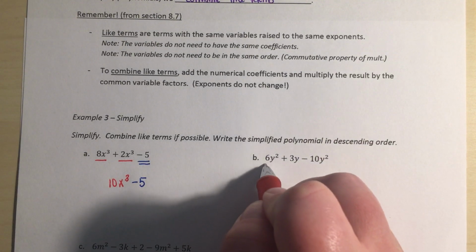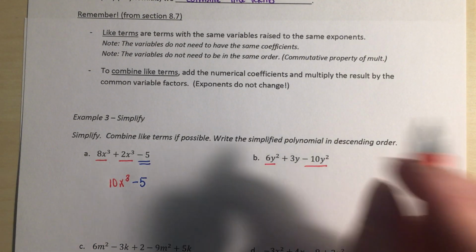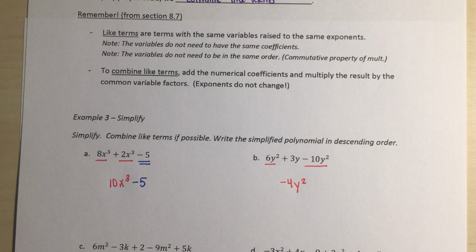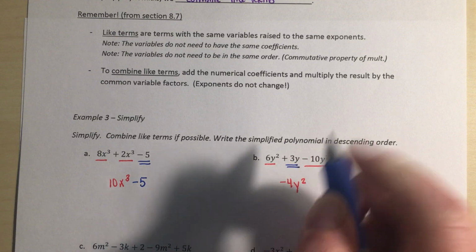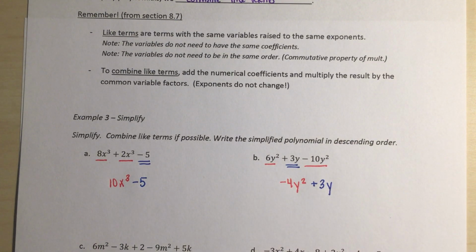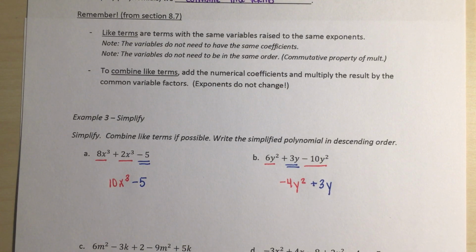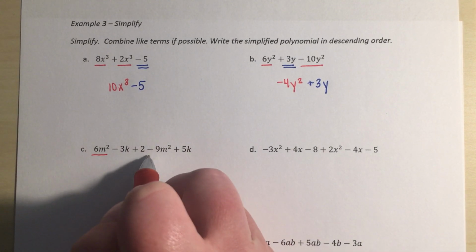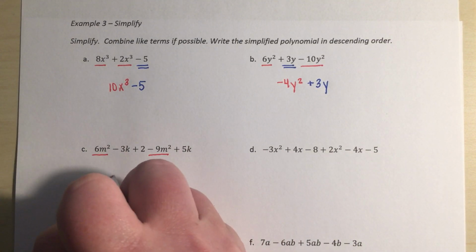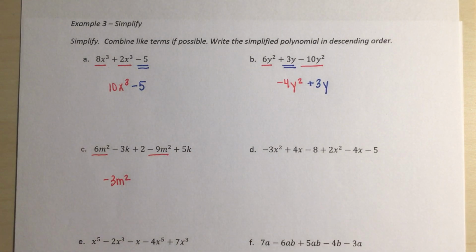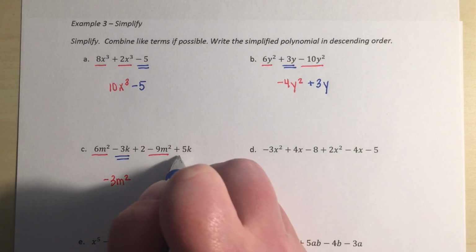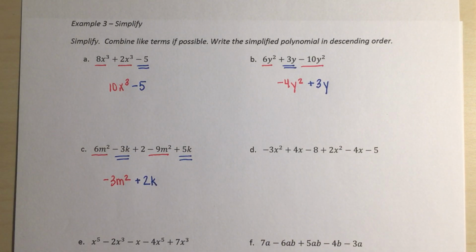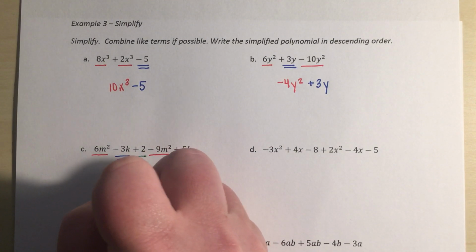For B, we have 6y squared and -10y squared. They are like terms. They're going to combine to give us -4y squared. Different signs, so we subtract and we keep the sign of the negative because that is our larger number. Our plus 3y is going to be our second term in descending order. For C, we have a 6m squared and a -9m squared. That's going to give us a -3m squared. We have a -3k and a positive 5k. Different signs, so we subtract. This time we get a positive number, so we have a positive 2k. And then we have a constant term, a number-only term of plus 2.